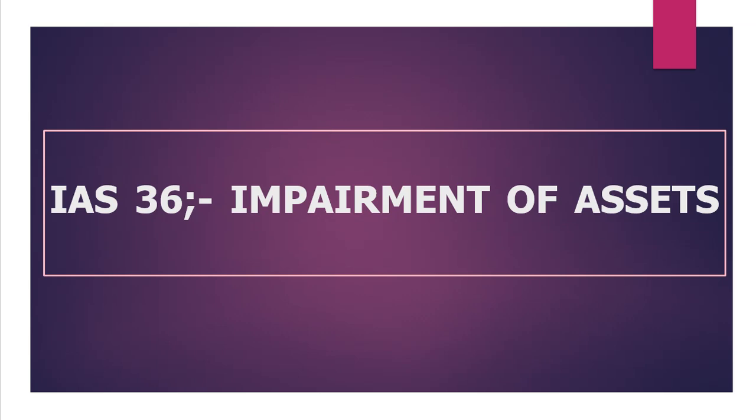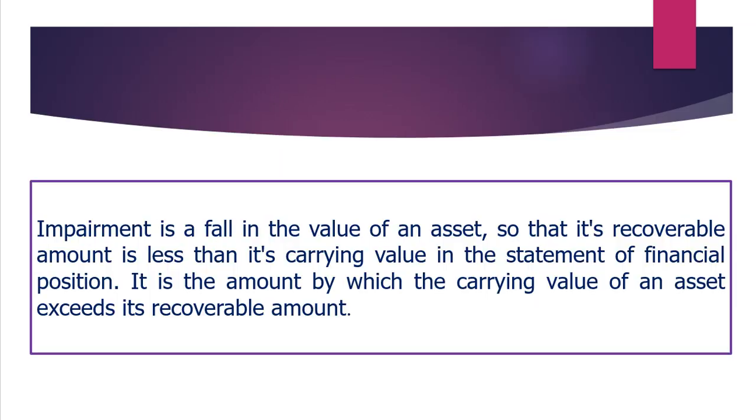Now, what is impairment? We need to first understand the meaning of impairment before we go into its practical application. Impairment is the fall in value of an asset such that its recoverable amount is less than its carrying amount in the statement of financial position. In other words, it is the amount by which the carrying amount of an asset exceeds its recoverable amount.